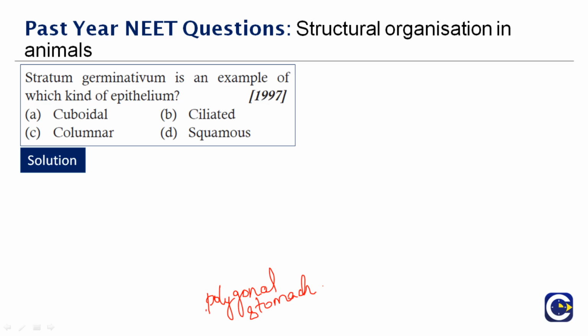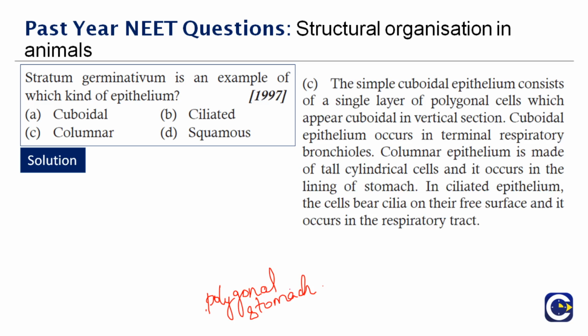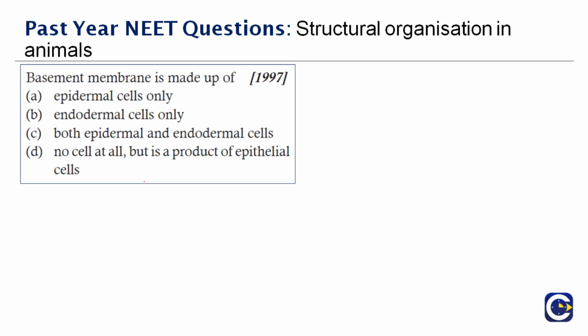Now, stratum germinativum is an example of what kind of epithelium? It is a columnar epithelium. I've explained where cuboidal, ciliated and squamous occur. Squamous, as I already mentioned, is the lining for blood vessels. Cuboidal and ciliated we saw for the fallopian tube and respiratory tract, right? Columnar is the example of stratum germinativum. Therefore, the correct answer is option C. Next question here. Basement membrane is made up of dash. Okay, what is the basement membrane first of all? Basement, something important then, right?